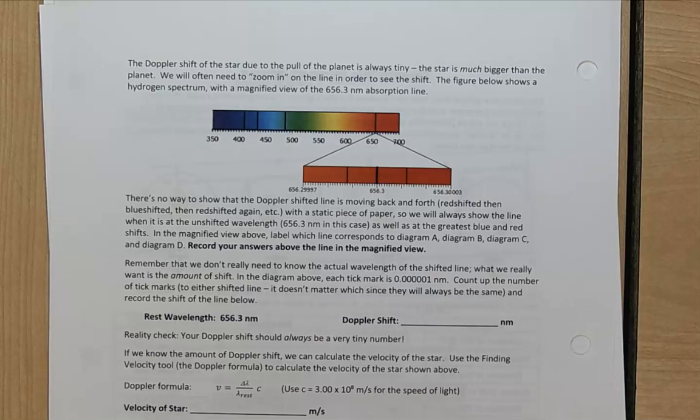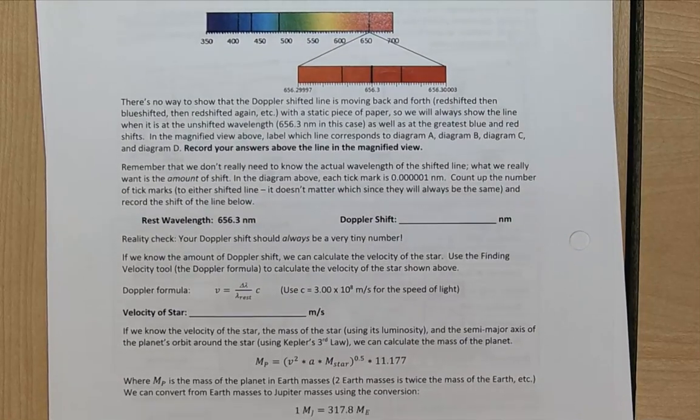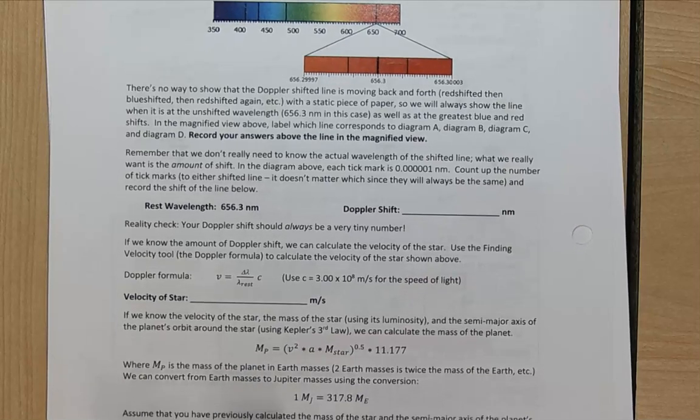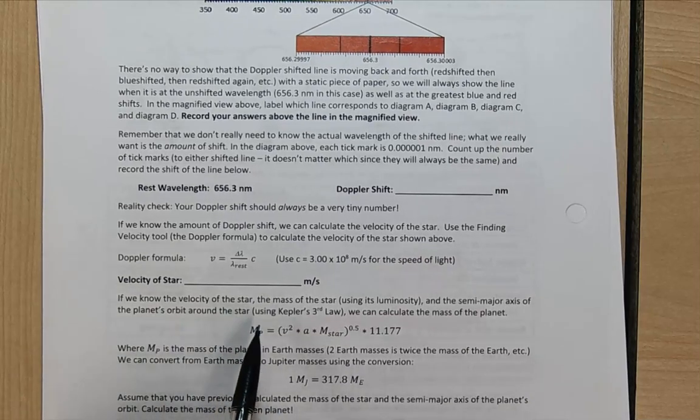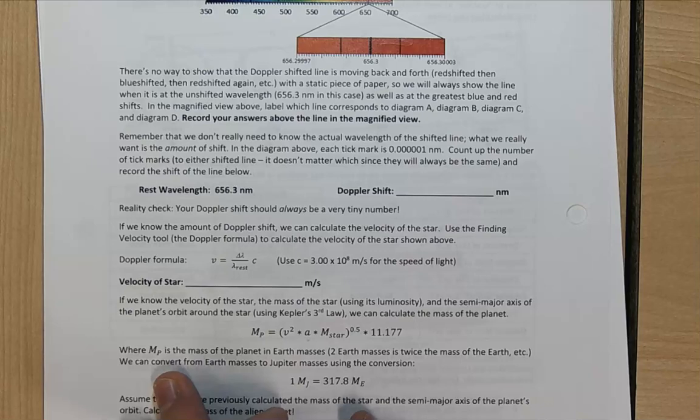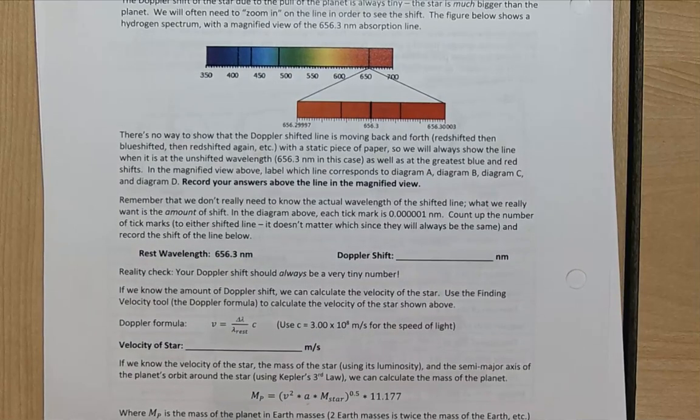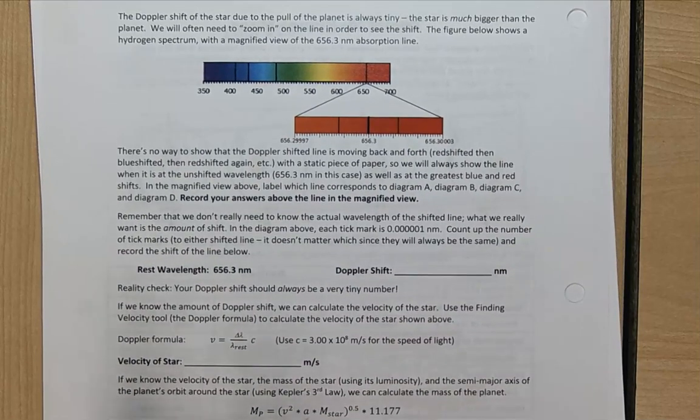You can figure out the mass of the planet with this equation. You can figure out the mass of the planet by knowing the velocity of the star and how far away the star is from its planet, what the semi-major axis of the planet is, and also the mass of the star. So, first things first, how fast is the star moving? What is the velocity of the star?